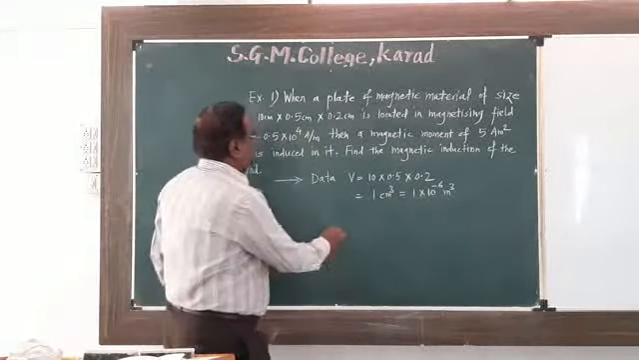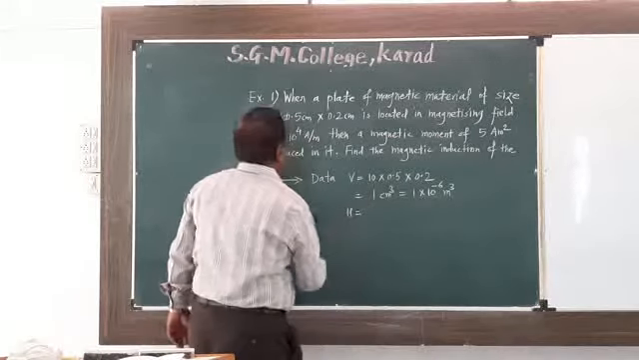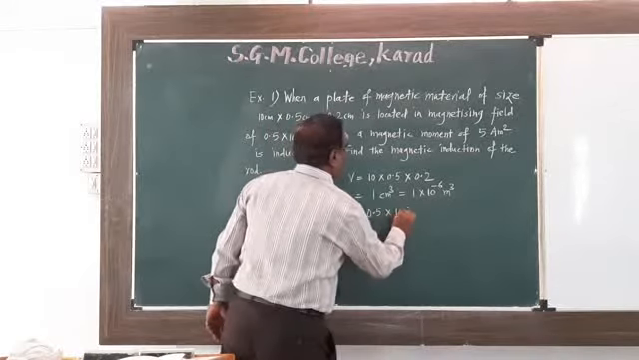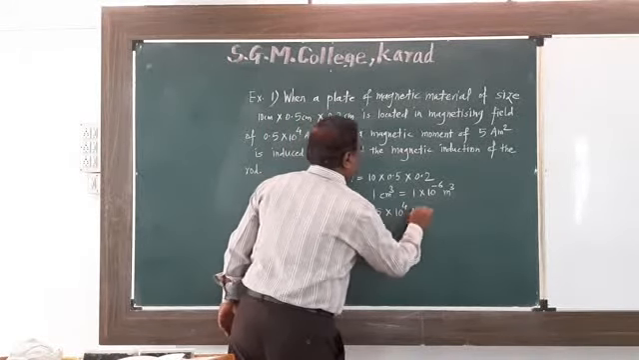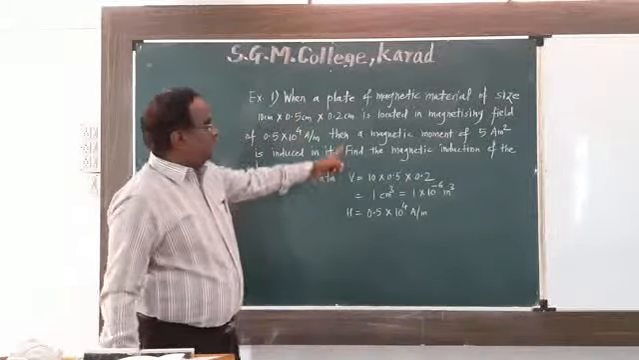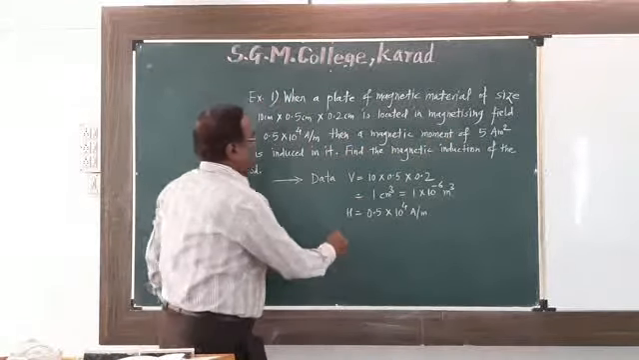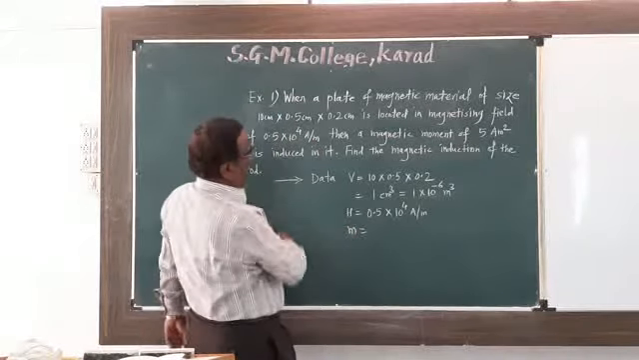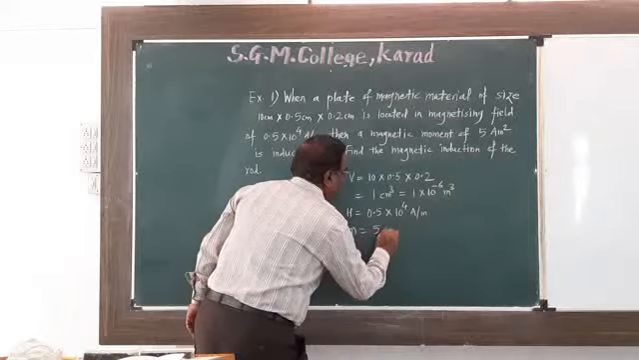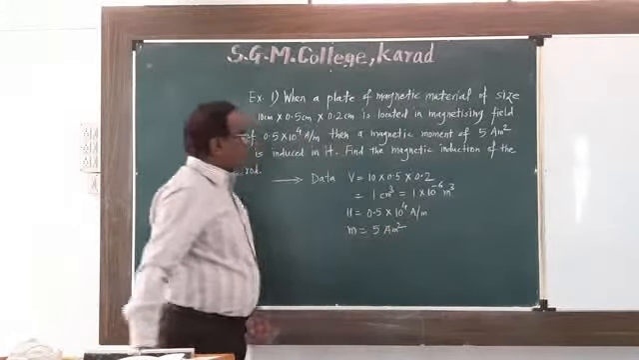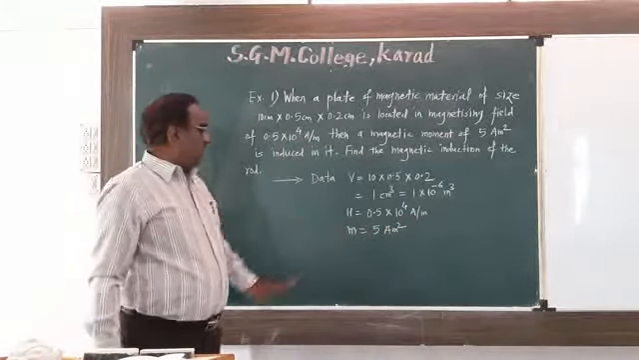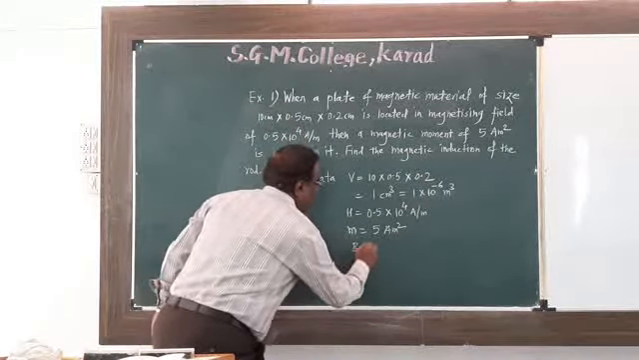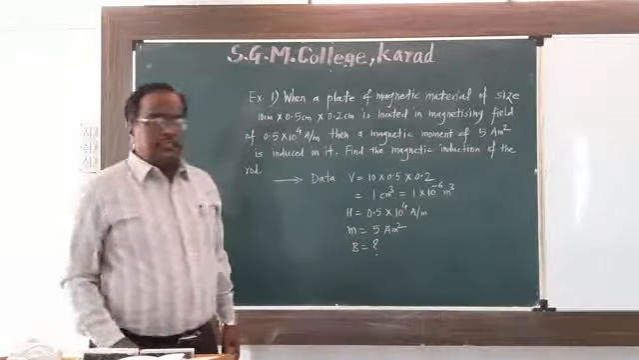Magnetizing field H is given. H is 0.5 × 10⁴ ampere per meter. Magnetic moment of 5 Am². Magnetic moment, the notation is small m, 5 Am². This is given, and we have to find the magnetic induction.